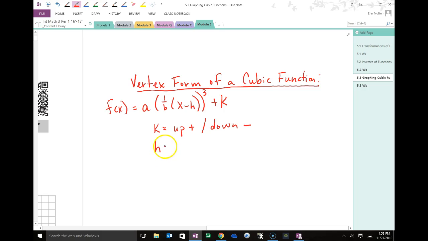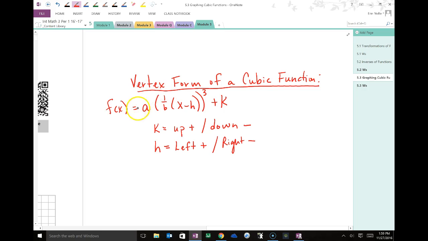The k, or excuse me, the h, is now your left and right movement. If I'm going to go left, that is going to be a positive. So you'd have like x plus 2, and that would go to the left 2. Or if you were going to go to the right, you would end up having a subtraction sign there. That's kind of opposite of what you would think.